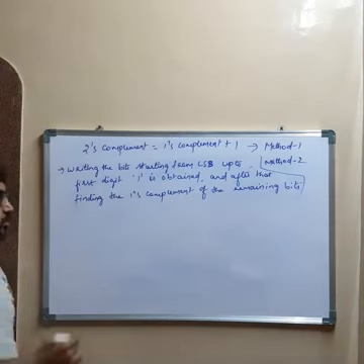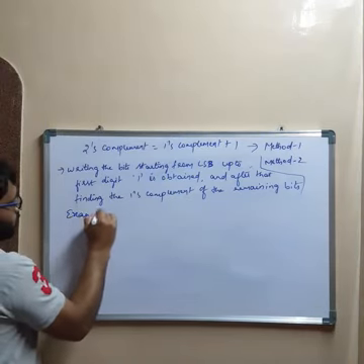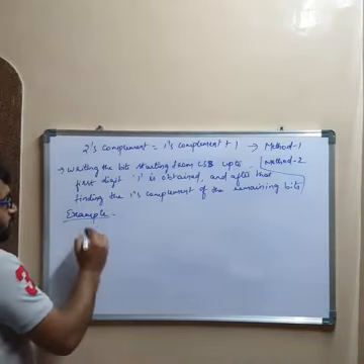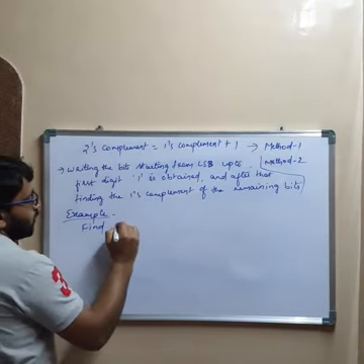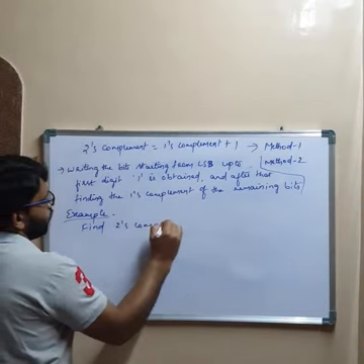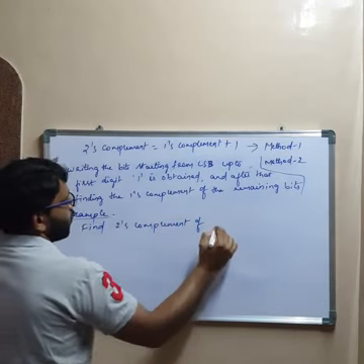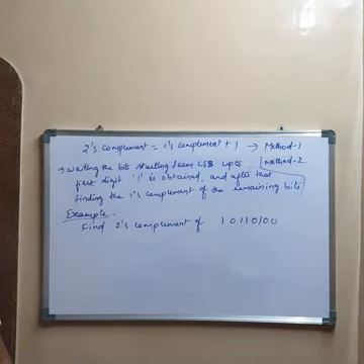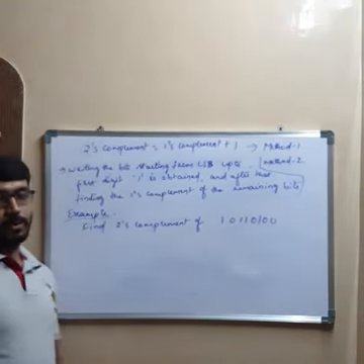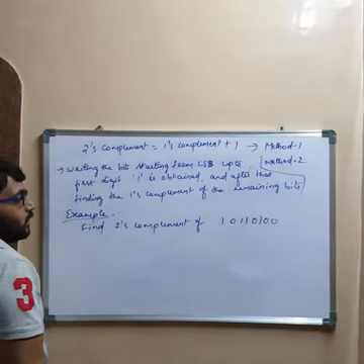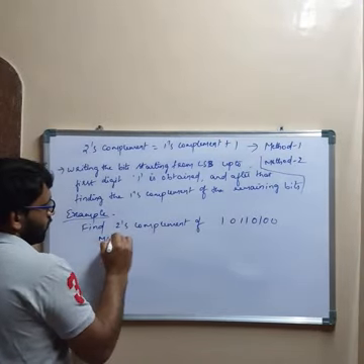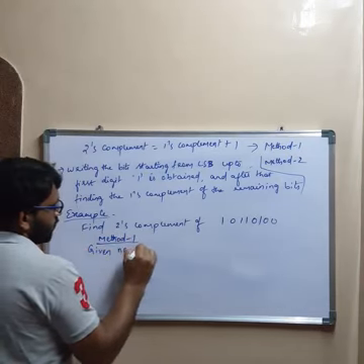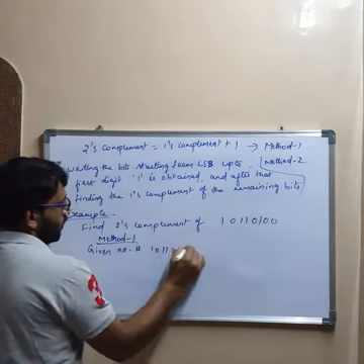So let us take an example. Find the 2's complement of 10110100. This is the given number. We have to find the 2's complement of this number using the first method, method 1. The given number is 10110100.